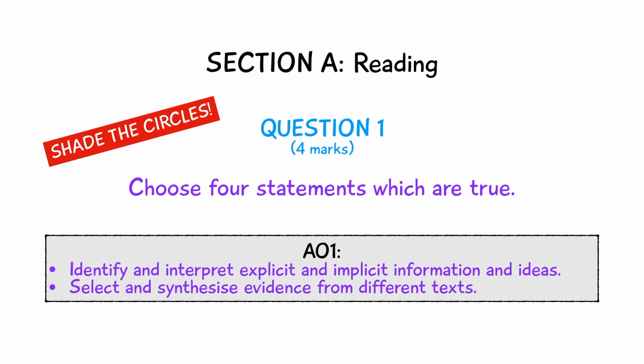With regards to the mark scheme, this question assesses AO1, which is your ability to identify and interpret explicit and implicit information and ideas, and select and synthesize evidence from different texts. There are 4 marks available for question 1, 1 for each correct answer.